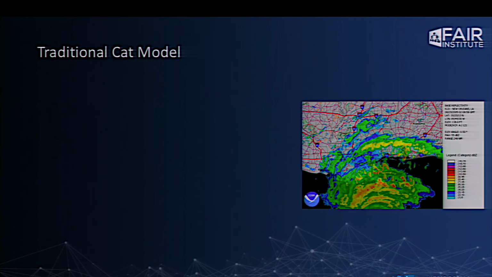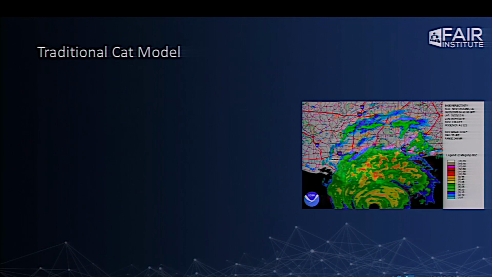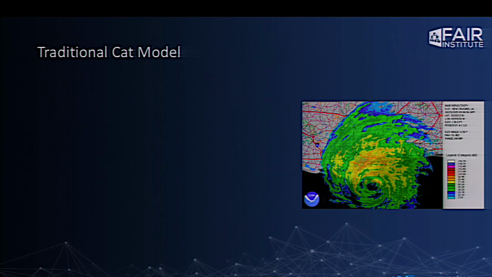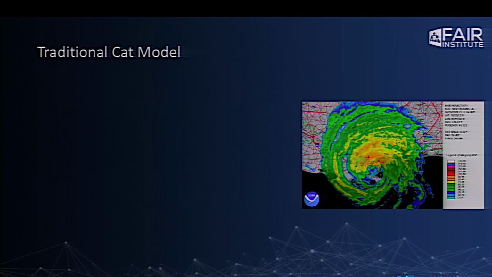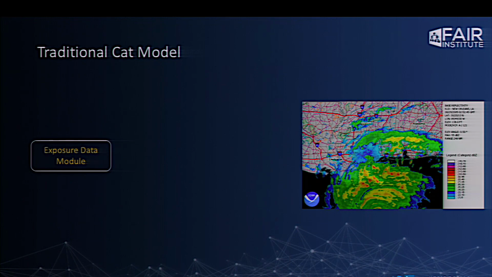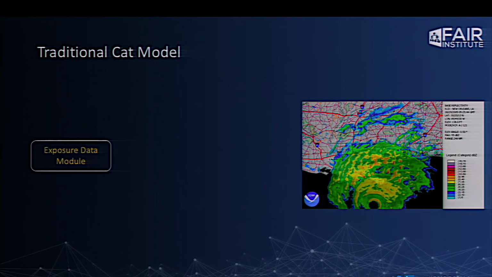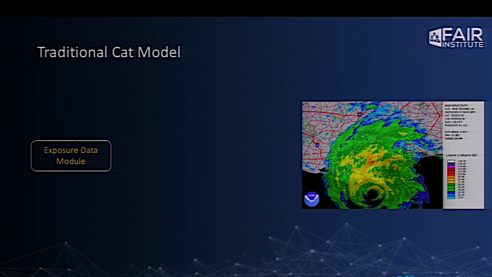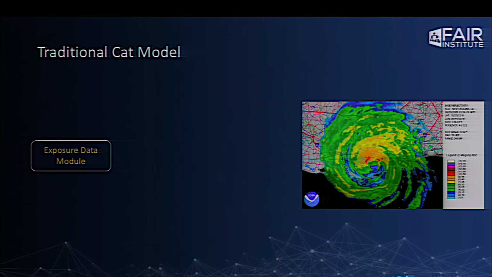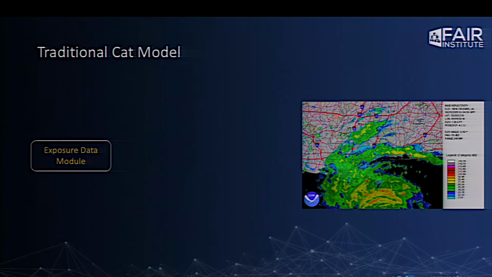So now, I'm imagining you're curious, how do CAT models even work? What is going on to produce something like that? Well, most modern CAT models work based on 4 modules that build upon each other. The first of which is known as the exposure data module. This module is a database of economic exposures, including property values based on their geographic location and by coverage.